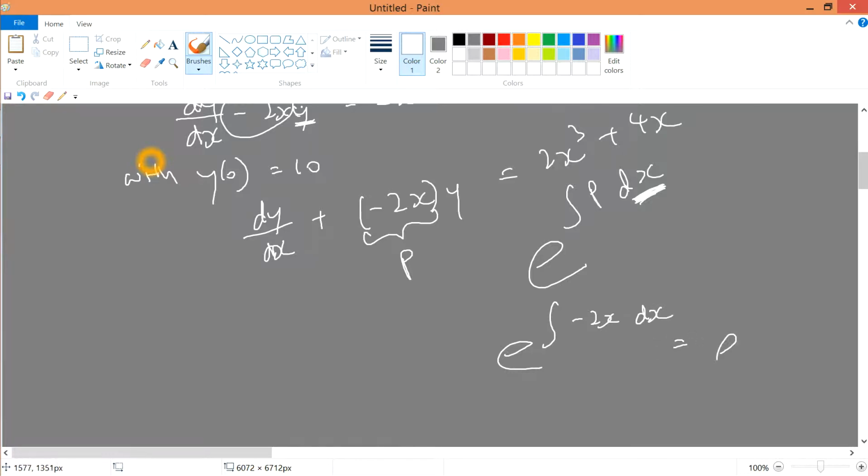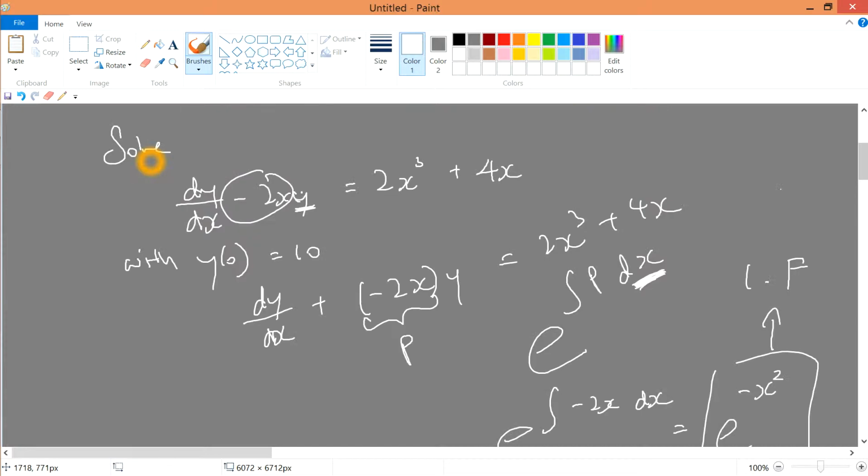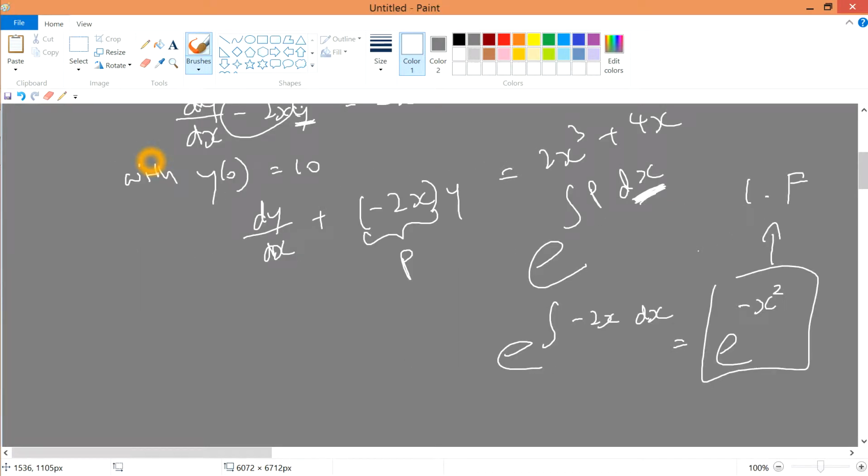Assume that you are somewhat good at integration already, so this is simply minus x squared. Minus 2x, integrate, you'll just get minus x squared. That's it. This is the integrating factor. We call it IF.